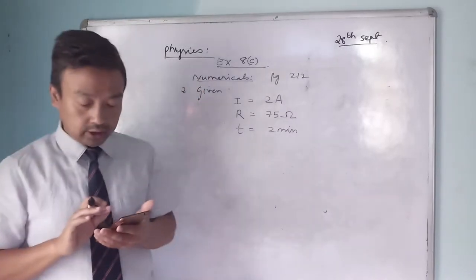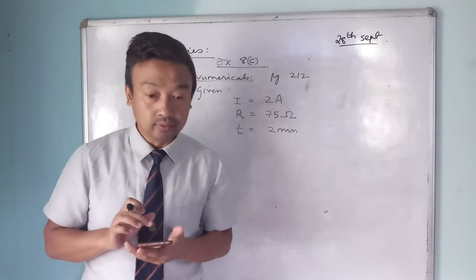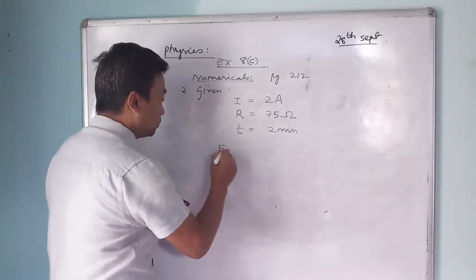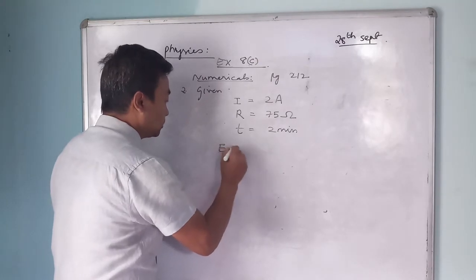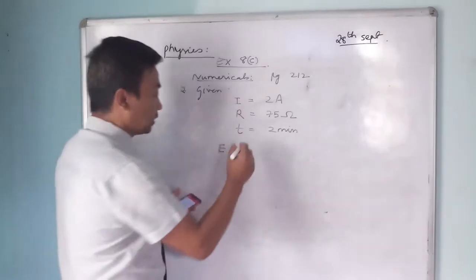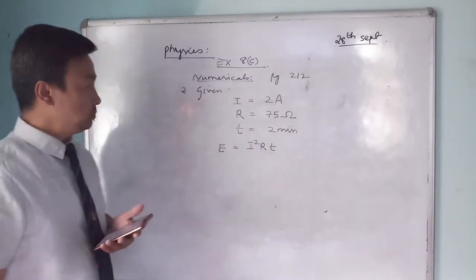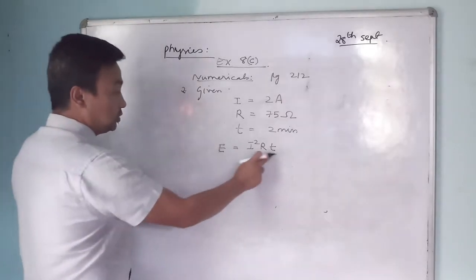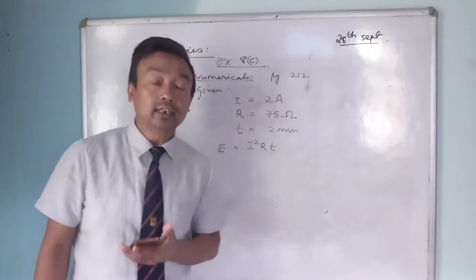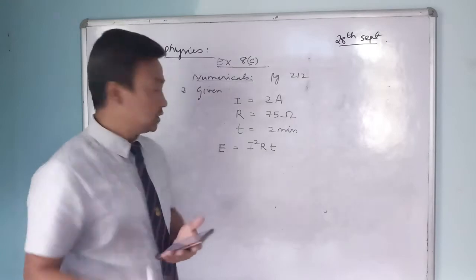Now you have to calculate 2 things. Number A, how much heat energy is produced? You have to find the formula for the energy, because that itself will be the heat energy. If you remember the heating effect of the current, we found I square R into T. It's quite simple, we can use this formula directly here. This energy is also equivalent to the heat energy.